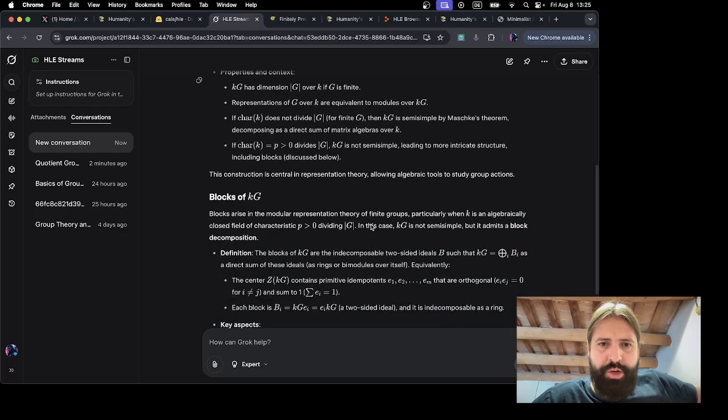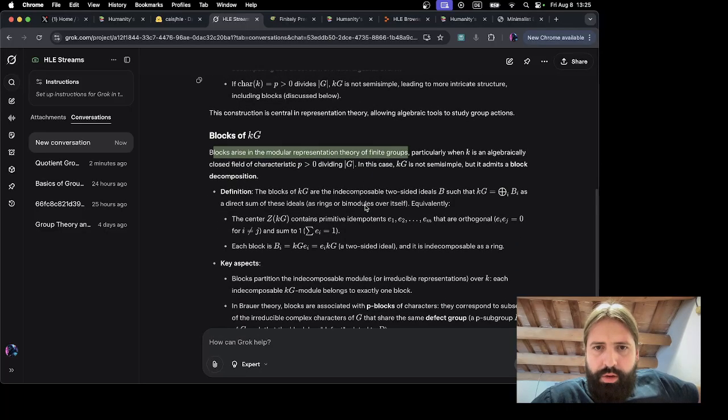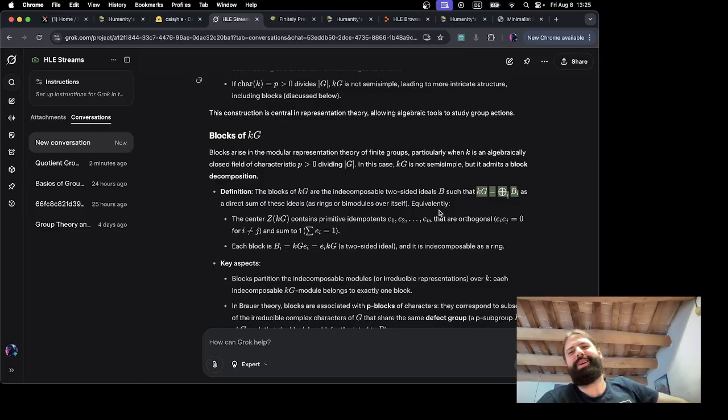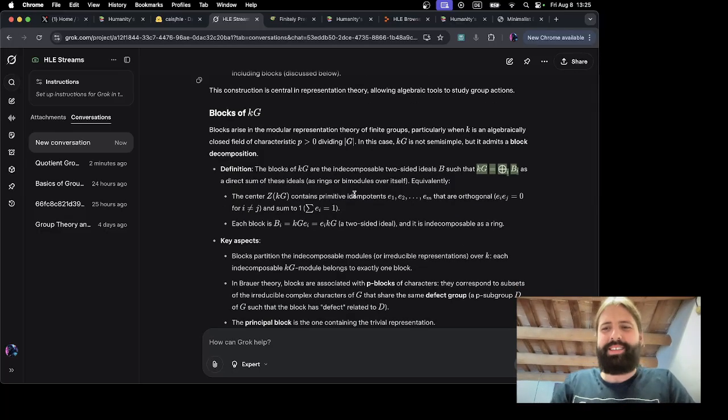So blocks of KG. Blocks arise in the modular representation theory of finite groups, particularly when K is an algebraically closed field. The blocks of KG are the indecomposable two-sided ideals B of KG, and that gets deeper and deeper. Whoa. Okay, that's going to be a very, very difficult one. Ooh, but I think it touches a lot of interesting things.